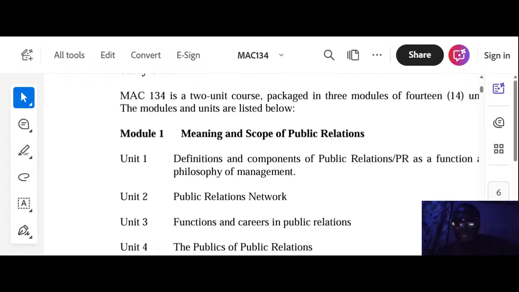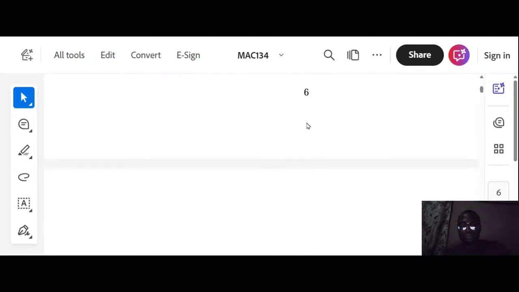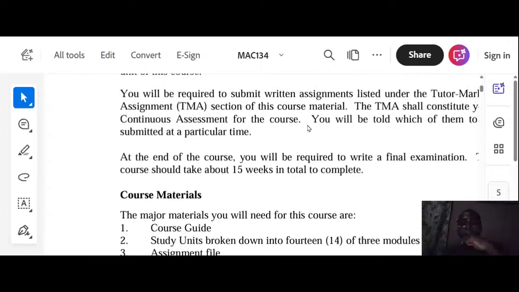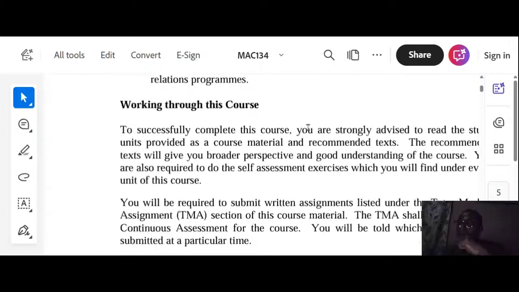And this is Mark 134. Mark 134. That is, what's that title again? Okay, excuse me.